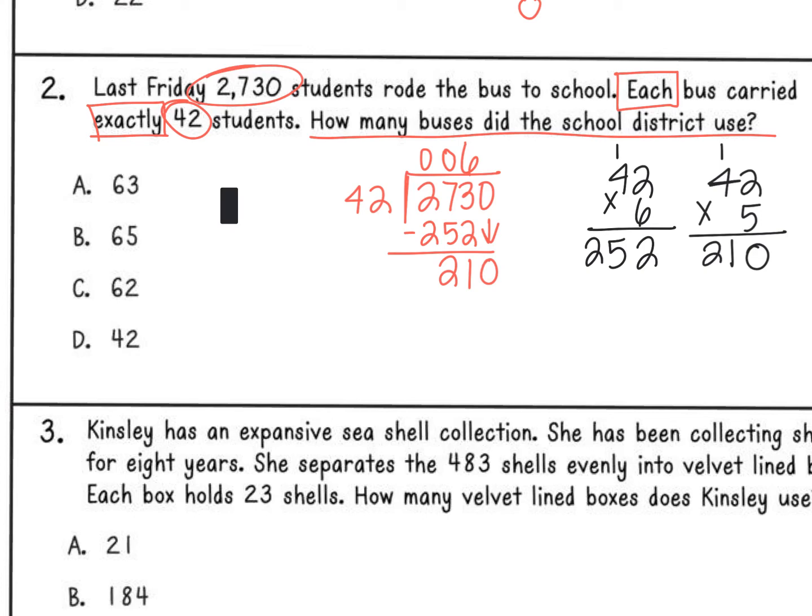And what do we find? 210. It is 210. Sister says subtract. I have nothing left to bring down. So we know that my answer is B, 65.